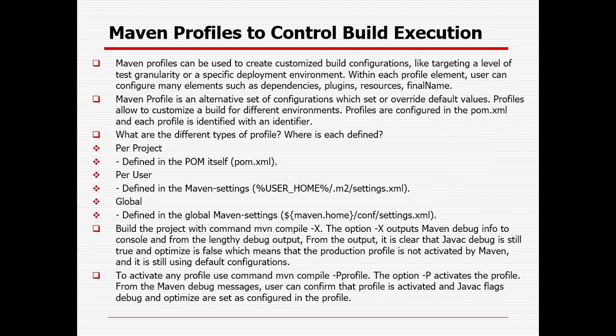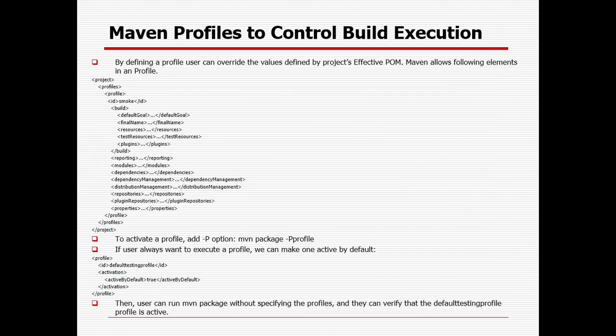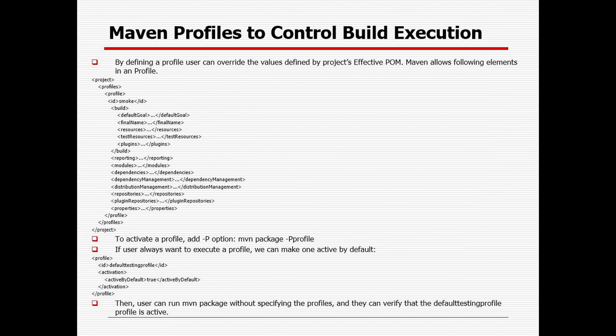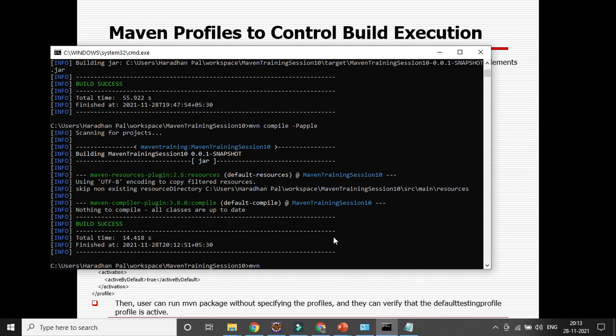Once it is done, to activate the profile you have to use mvn package -p and the profile name. So I'll be typing mvn package. What is the command? Package, the P is caps, package small. Package hyphen P and then Apple. I can give the profile name, so it will run it.